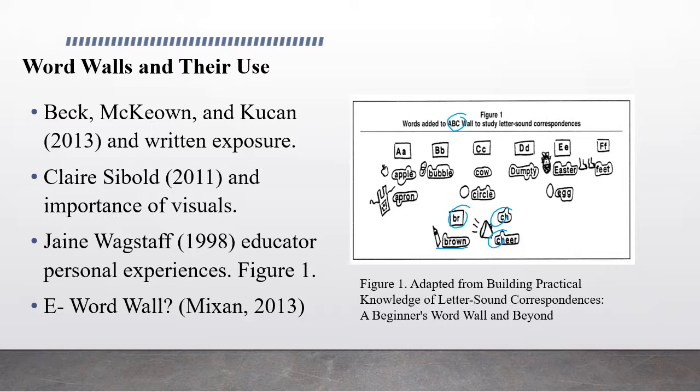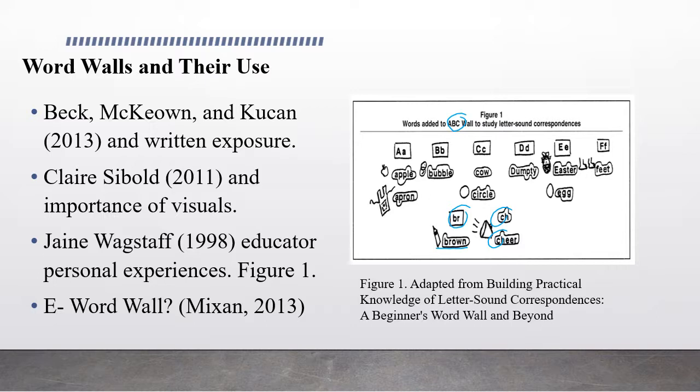And so something that you need to notice from this word wall is that 1, it's in alphabetical order, and 2, it's adapted to best meet the needs of kindergartner students who are just now learning the beginning sound of a word. To tie in Beck, McKeown, and Kucan's work in Robust Vocabulary Instruction, 2nd edition, it is crucial for students to be exposed to words in a written form.